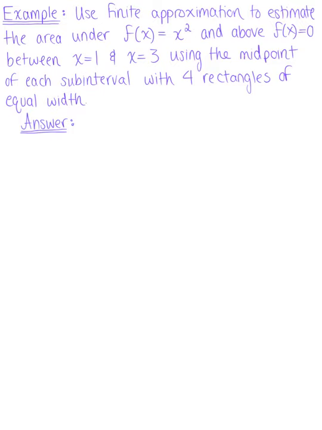Use finite approximation to find the area under the parabola x squared and above the x-axis between x's 1 and 3, using the midpoint of each subinterval with 4 rectangles of equal width. So we are working here. Our function is f of x defined by x squared on the closed interval such that x is greater than or equal to 1, less than or equal to 3. And we know we want to use 4 rectangles.